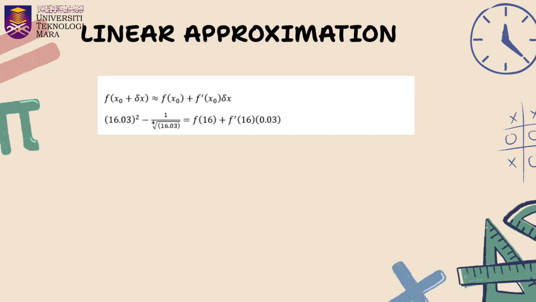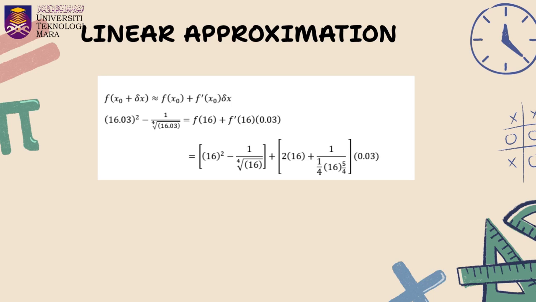After that, we'll just take our given value and plug it into the formula. So 16.03 squared minus 1 over the 4th root of 16.03 equals f of 16 plus f prime of 16 multiplied by 0.03. We'll take our function earlier and replace the x with our chosen value, which is 16. So it'll become 16 to the power of 2 minus 1 over the 4th root of 16. And we'll add it to our f prime, replacing the x in that with 16 too. So we'll get 2 multiplied by 16 plus 1 over 1/4 multiplied by 16 to the power of 5 over 4, and multiply everything by 0.03.